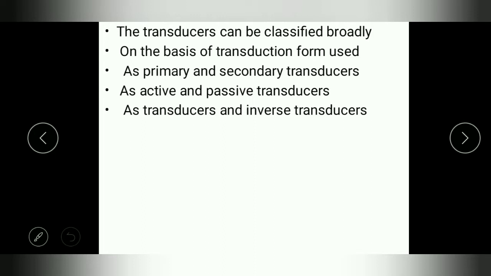So I hope you are clear with what a transducer is, what the principle behind a transducer is, what the classifications of transducers are, and why the transducer is a key component of any measurement system. I think you are clear with this concept. So wait for the next video to study the different types of transducers classified depending upon the above mentioned categories.